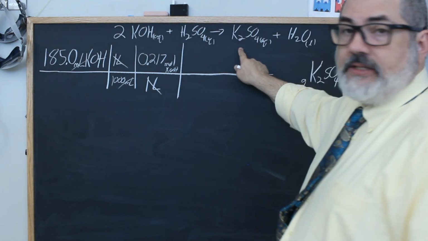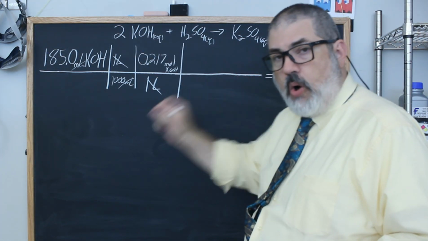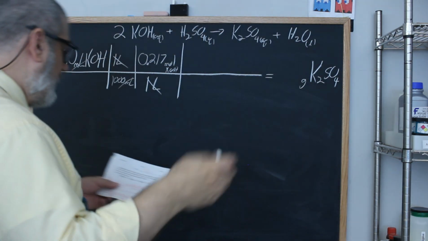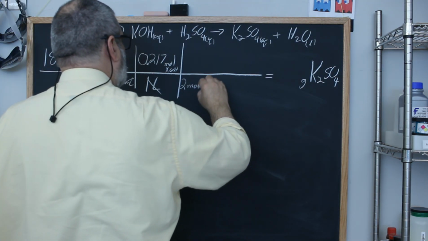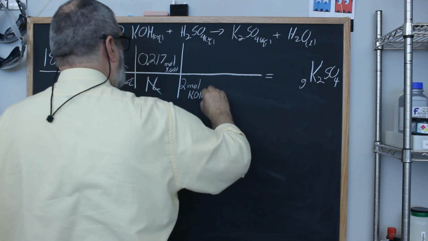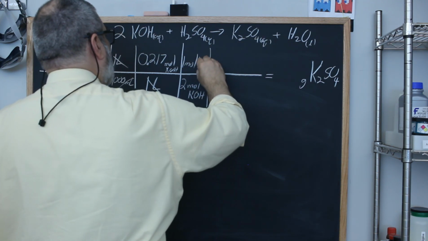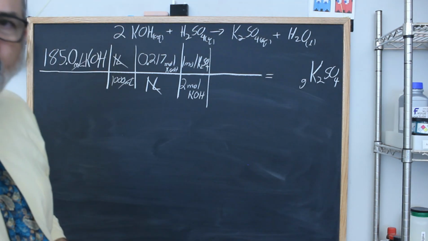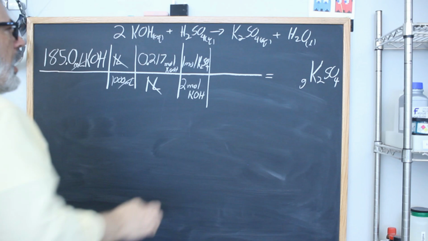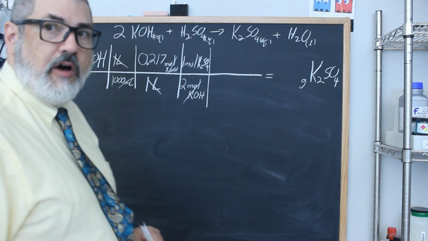Well, we're trying to get to grams of potassium sulfate, but we have a 2 to 1 molar ratio between them. So that's what we're going to use next. So 2 moles of KOH is equivalent to 1 mole of potassium sulfate. Writing it condensed to fit it on the board. Moles of KOH cancel. Now we have moles of potassium sulfate.